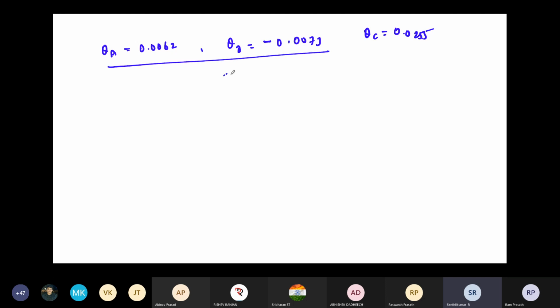θ_A as 0.0062, θ_B as minus 0.0073 and θ_C as 0.025. Okay, just find it and let me know. The EI value I will give you.